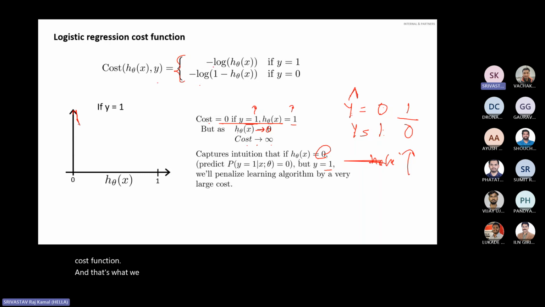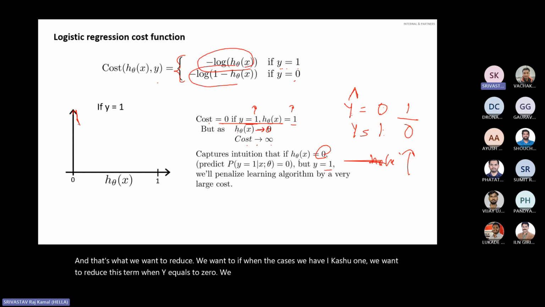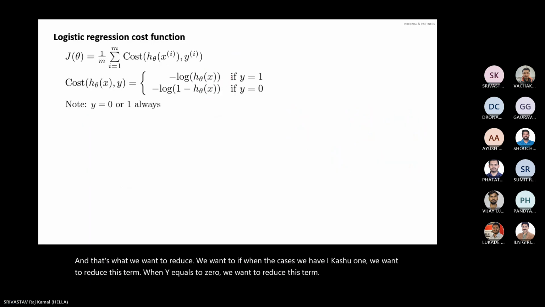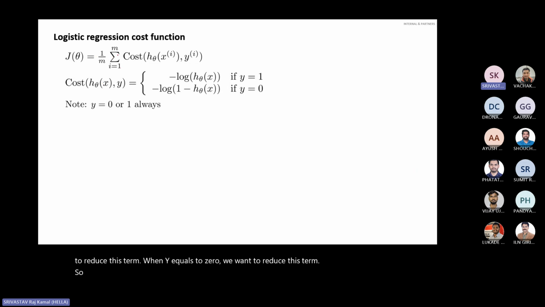In the cases where y equals 1, we want to reduce this term. When y equals 0, we want to reduce this term. So eventually, for your cost function, we are going to sum over all the examples, 1 upon m, calculate the cost based on this thing, and sum up.